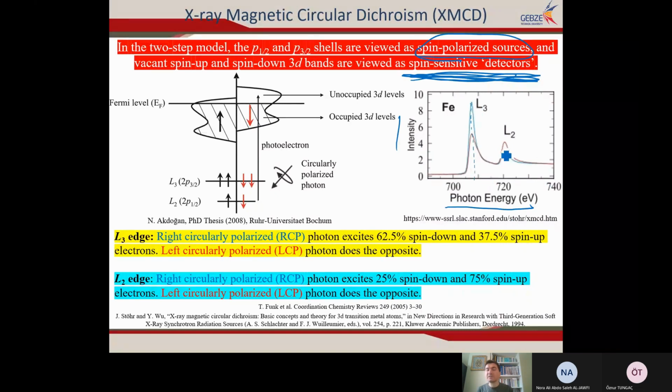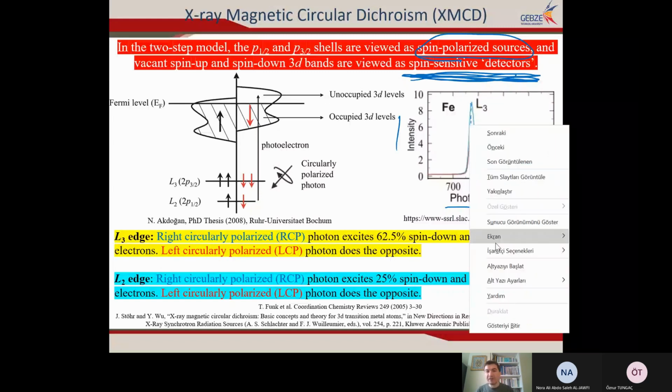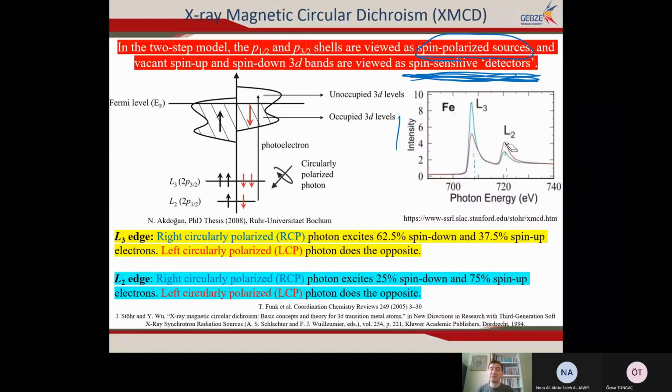Okay, remember the last lecture, the binding energies for the iron electrons in the 2p3/2 and 2p1/2 levels. So why do we have this kind of shape? Why do we see a peak here and a peak here, and why do we have different colors in this picture? Now I will try to explain this one. If you understand this one, you will also understand the mechanism of X-ray resonant magnetic scattering, which we discussed during the last week.